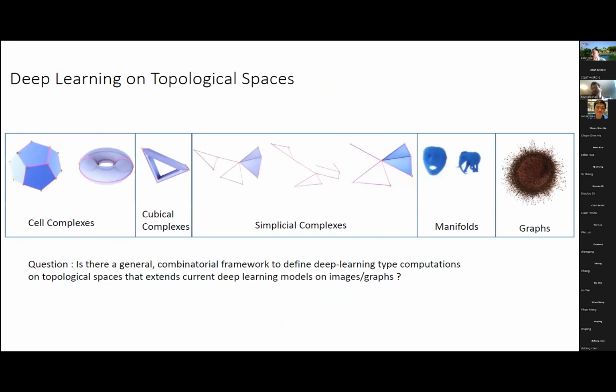So the question that motivates this work is: is there a general combinatorial framework to define deep learning type computations on topological spaces, that preferably extends current deep learning models on images and graphs? By topological spaces, of course, we mean discrete topological spaces: cell complexes, cubical complexes, simplicial complexes, manifolds, and of course graphs and images. Primarily, I'm going to focus on cell complexes and another type of complex that we introduced here, which also generalizes hypergraphs, called a combinatorial complex.